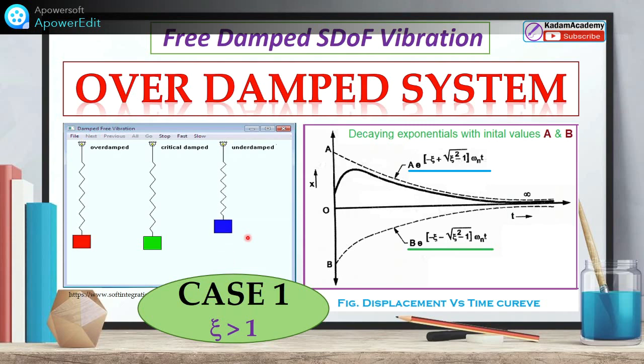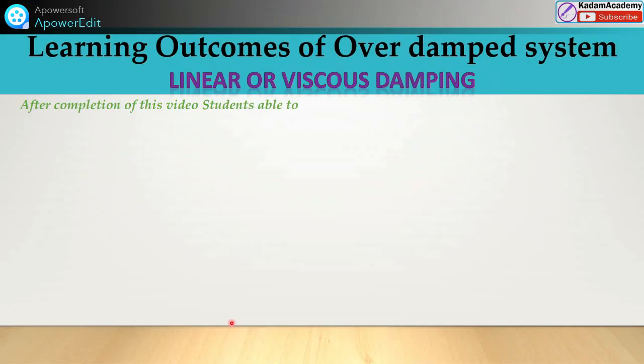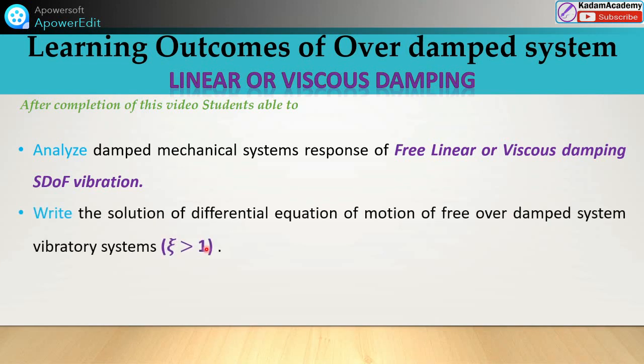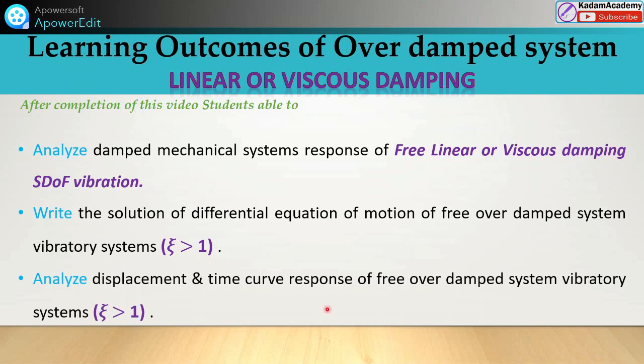We will study in detail. In this video, we are going to study the overdamped vibration system. After this video, you will be able to analyze a damped mechanical system, the response of free linear viscous damping, single degree of freedom vibration. You will be able to write the solution of the differential equation of motion of a free overdamped vibratory system, where zeta is greater than 1, and analyze the displacement versus time curve response of the free overdamped vibratory system.